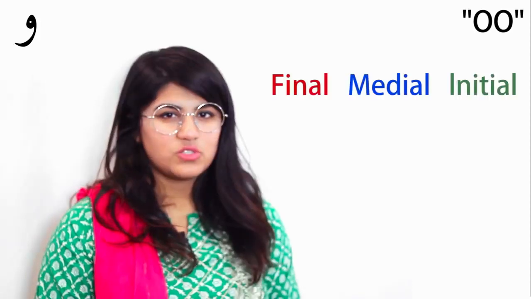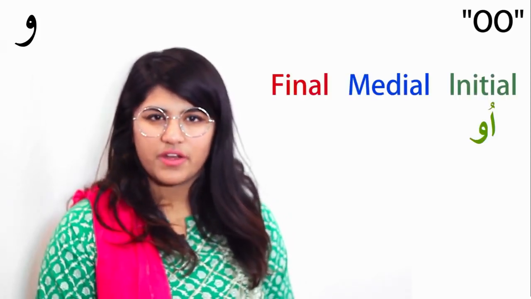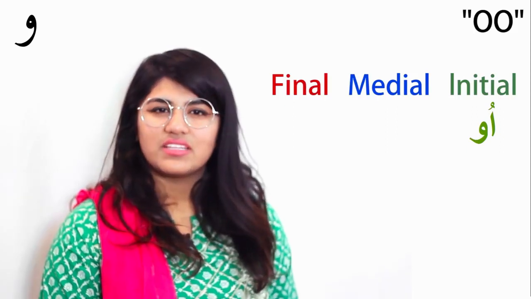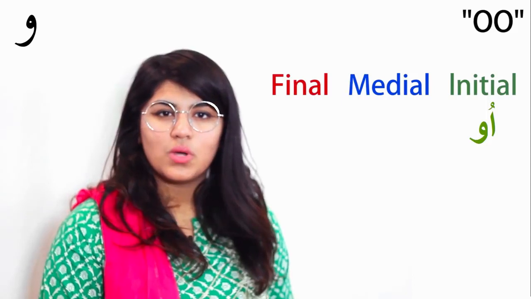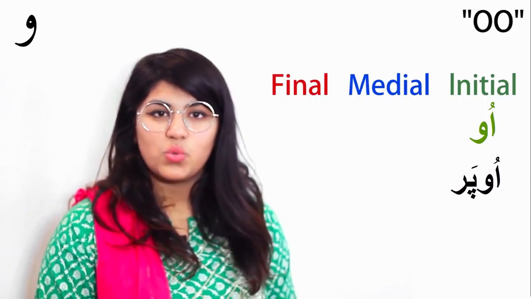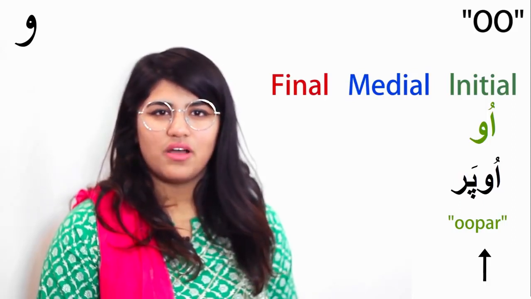There are 3 long vowels that use the letter wow. The first one makes the sound oo. Ooh. It's not oo, it's ooh. So, in the initial position, we have a pesh on top of the letter before it and a vowel in front of it. This makes the sound ooh. The word we'll use is upar. Upar. This word means above.